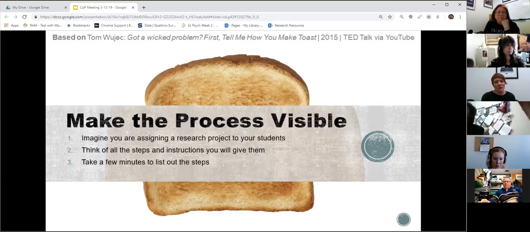Yep. Okay. So what we usually do is we hand out Post-it notes, and we have participants write one step on each Post-it note. So imagine that you're assigning a research project to your students.